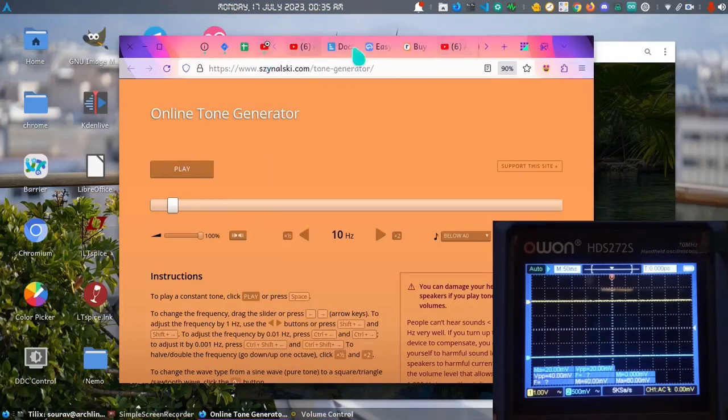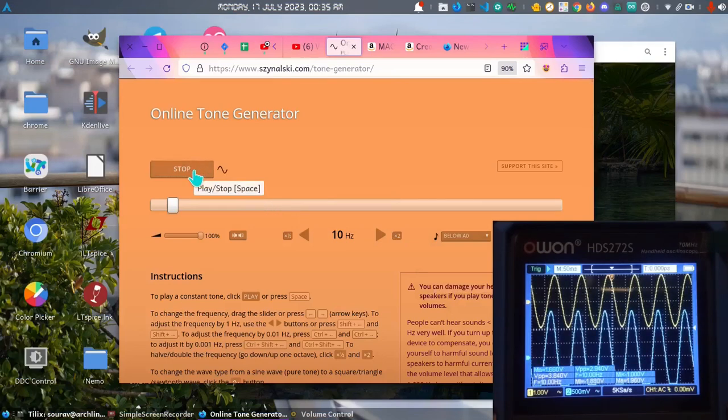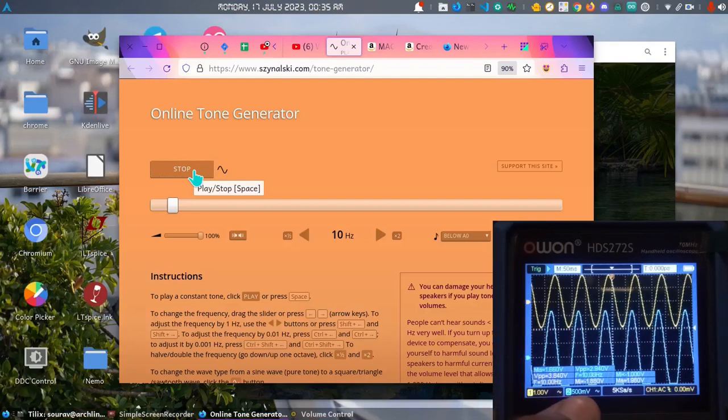Of course, we have some YouTube videos open, but they are not playing. If they play, we will get some different waveforms in the oscilloscope. Anyway, let's start our tone generator. At 100%, we are currently using a sine wave at 10 Hz. If I play that, you can see right away that the Soundblaster has a higher amplitude. That's because I'm using 500 millivolt.